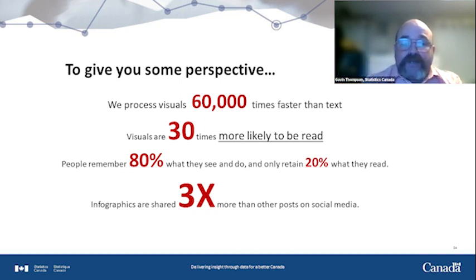People remember 80% of what they see and do and retain only 20% of what they read. So they're much more likely to retain the information as well. And infographics are shared, and this is again going to our quality mention of accessibility. Infographics are shared 3 times more than other posts on social media. So if it's got an appealing look to it, people are more likely to share it on social media.